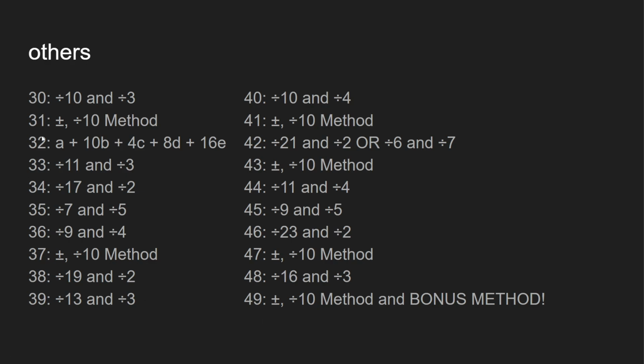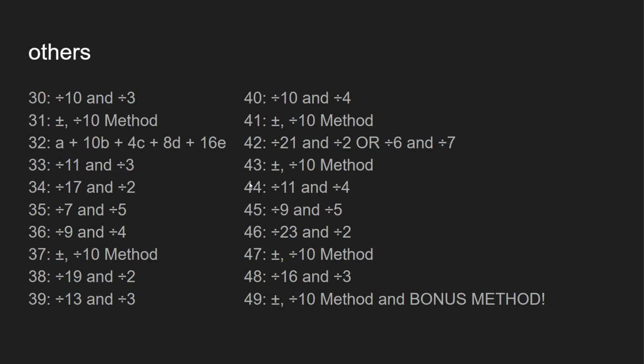Divisibility by 30, if it's divisible by both 10 and 3. Divisibility by 31, again, you have to do the add and subtract and divide by 10 method. Straightforward. 32, you have to use this interesting little formula here. Divisibility by 33, if it's divisible by both 11 and 3. Divisibility by 34, if it's divisible by both 17 and is even. 35, 7 and 5, 36, 9 and 4. You cannot use 6 and 6, obviously. You have to use 9 and 4. 37, you're going to have to use this method. 38, 19 and 2. 39, 13 and 3.